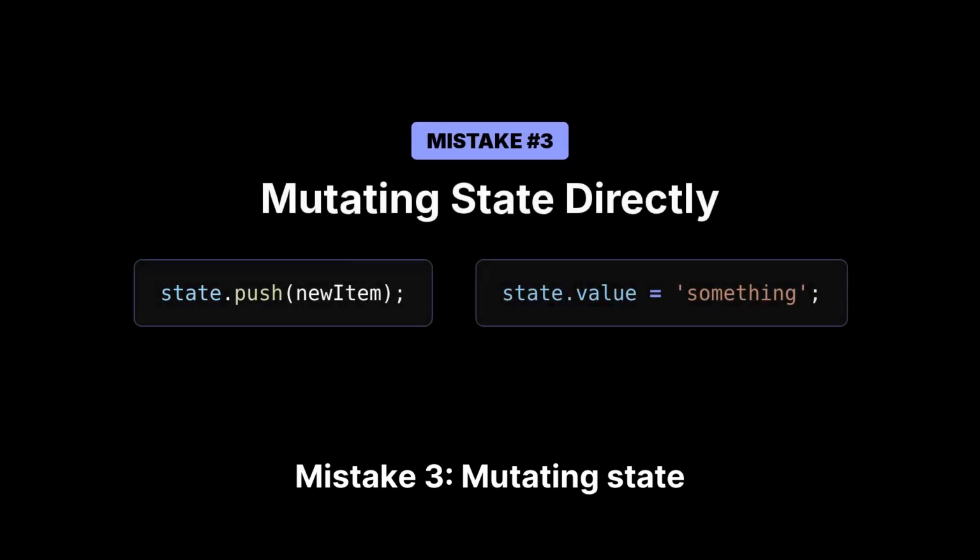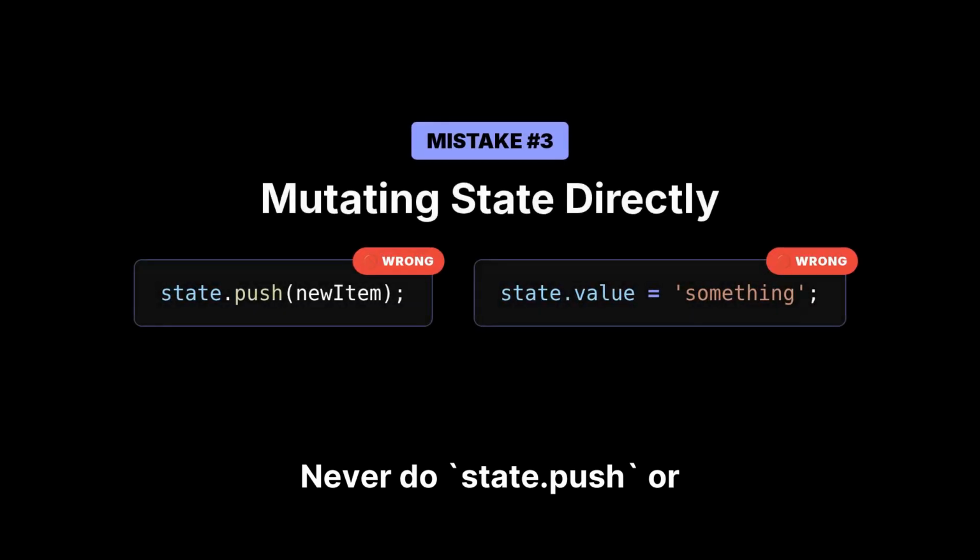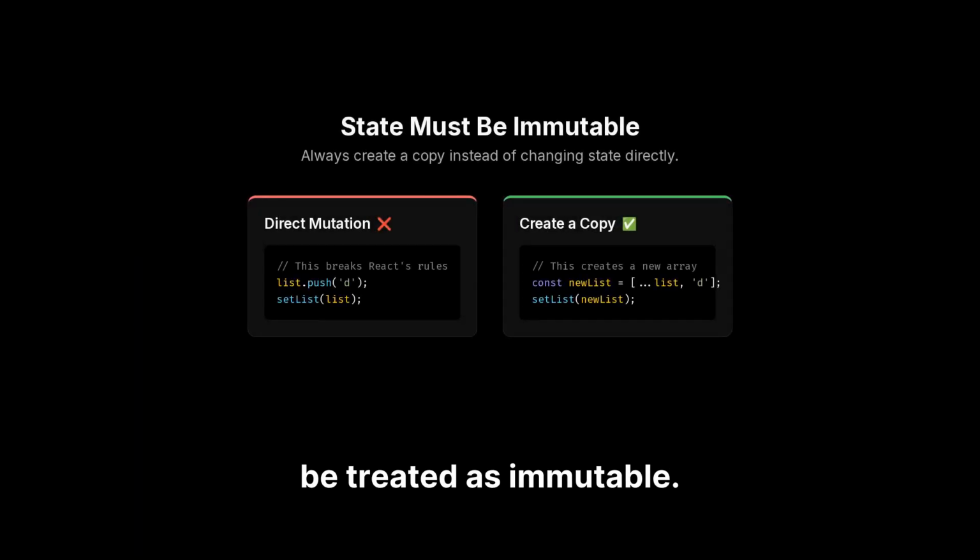Mistake 3. Mutating state directly. Never do state.push or state.value = something. In React, state must be treated as immutable. Use a copy: setList([...list]).